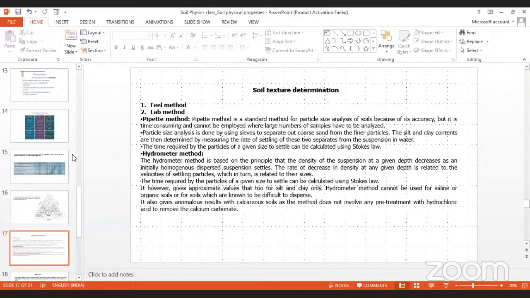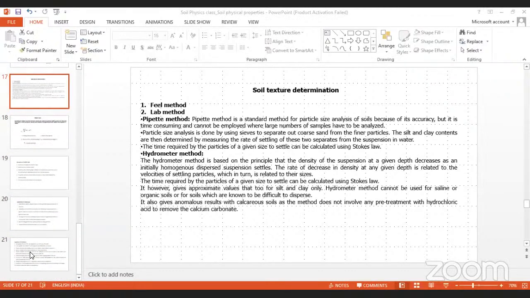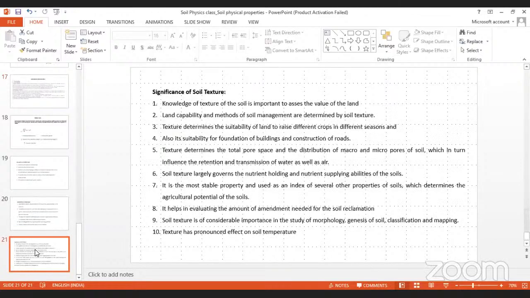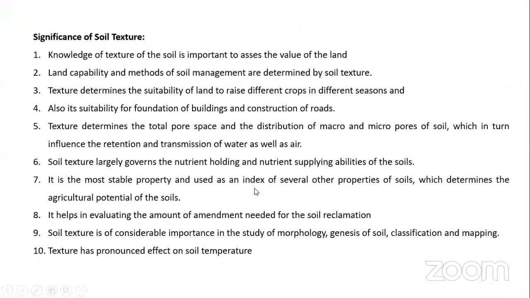Okay, thank you. Now, what is the significance of soil texture? The soil texture is the most important property of a soil. Before we start using that soil for cultivation, for building purposes or any other purpose, we must know the distribution of sand, silt, clay, for agriculture use as well as for engineering use. For both cases, soil texture is the most important property before starting any type of business.